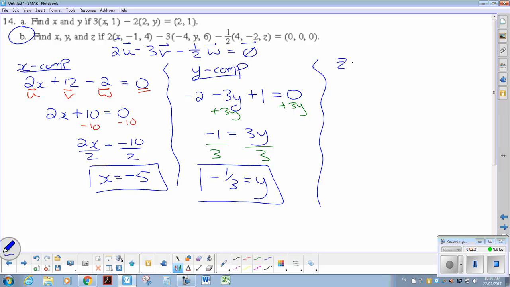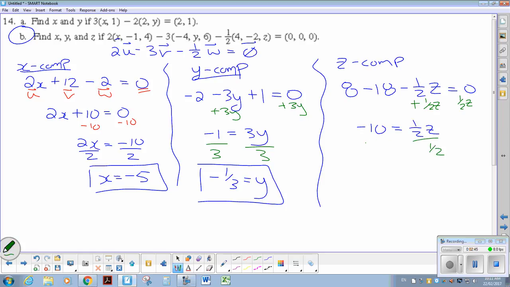And finally, our z component, what do we got? 8 minus 18 is going to equal 1/2 of z, and that'll add up to 0. So add my 1/2 z to both sides. Get -10 equals 1/2 z. Divide both sides by 1/2. And we end up with -20 equals z. So those are the values for x, y, and z.